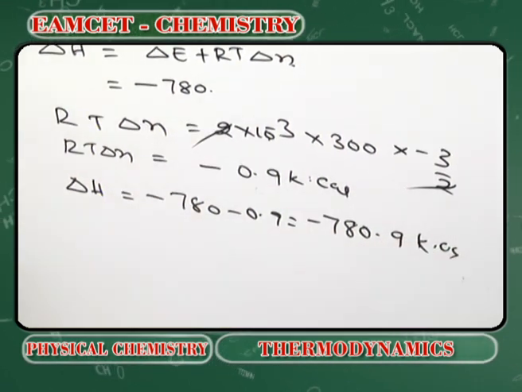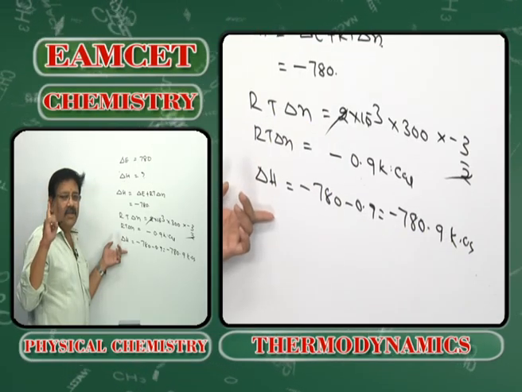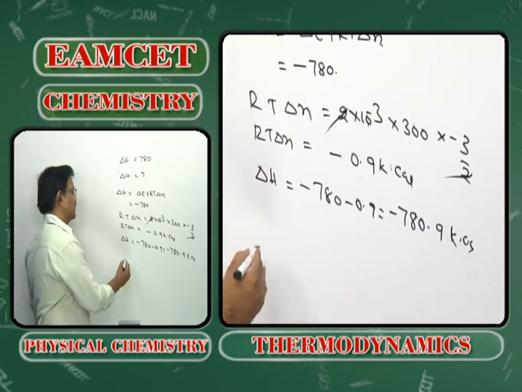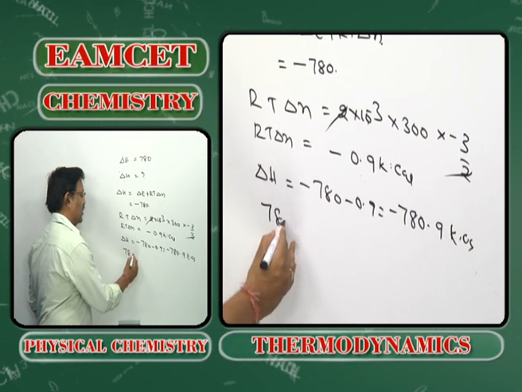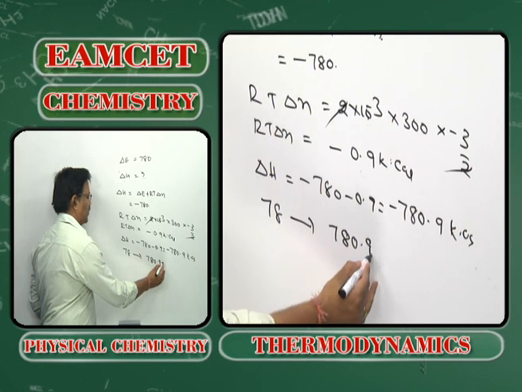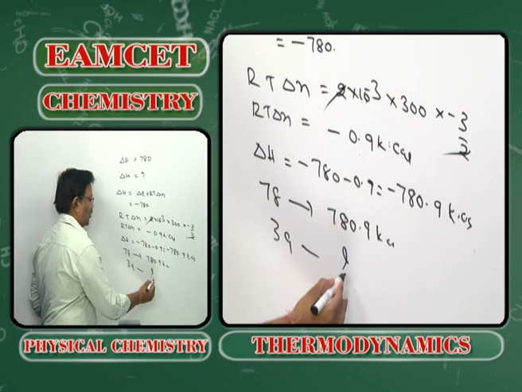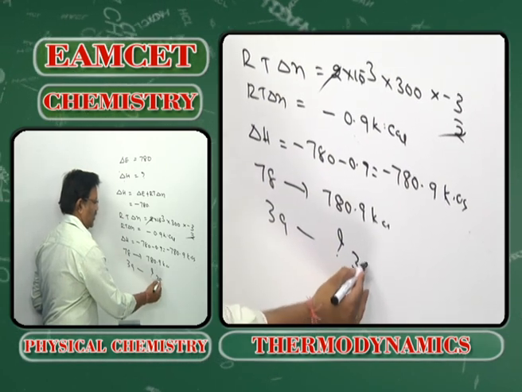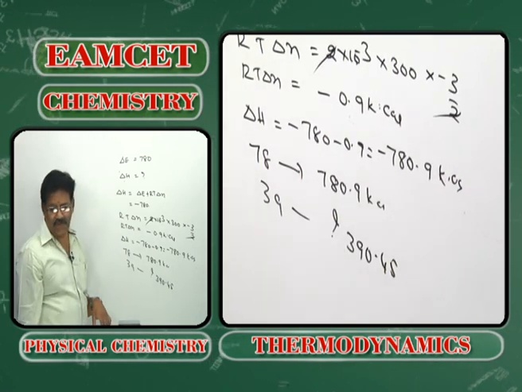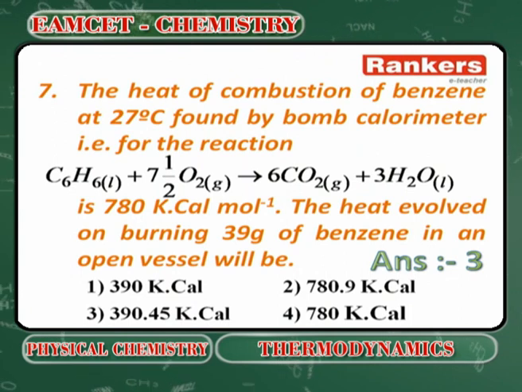kilocalories. What is delta H? The enthalpy change during the burning of 1 mole, that is for 78 grams of benzene, on burning is producing 780.9 kilocalories. 39 grams will give rise to how much? 390.45 kilocalories. Option 3 is the answer. Next question.